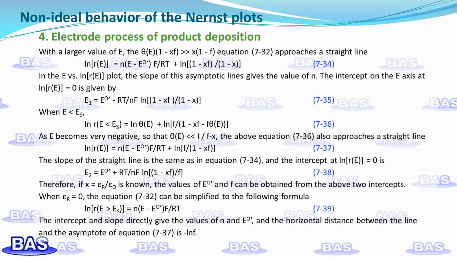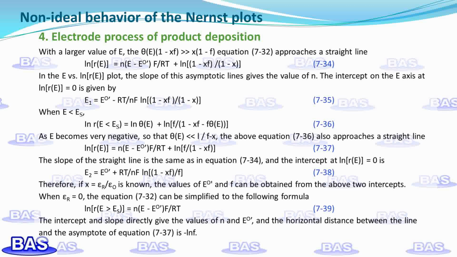When E is smaller than Es, we have equation 7.36. As E becomes very negative, equation 7.36 also approaches a straight line. The slope of the straight line is the same as in equation 7.34, and the intercept at ln-Re equal to 0 is expressed in equation 7.38. Therefore, if the oxidized and reduced species extinction coefficients are known, the values of E0' and F can be obtained from the above two intercepts.